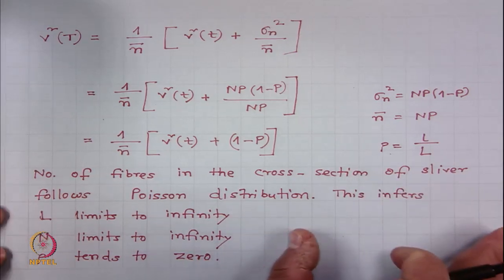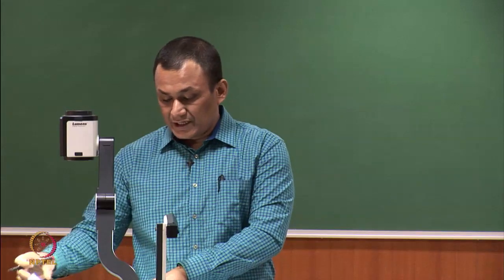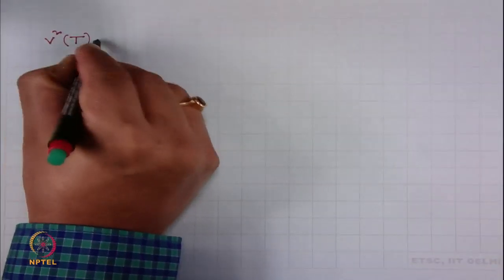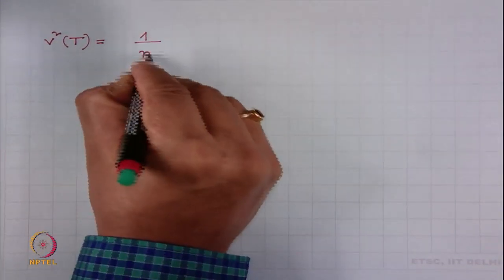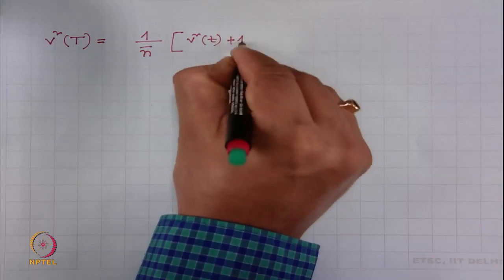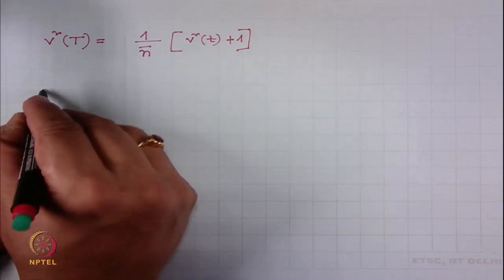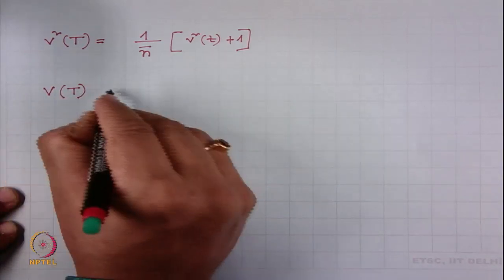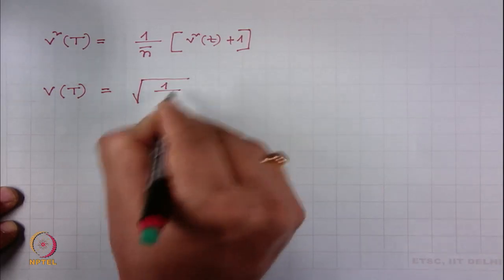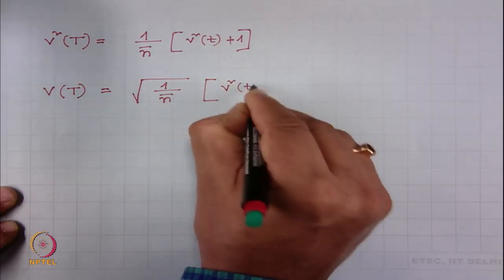Then in this expression, if we substitute p equal to 0, we can write V square t is equal to 1 by n bar into V square t plus 1. Then V t, the CV of sliver fineness, is root over 1 by n bar into V square t plus 1.